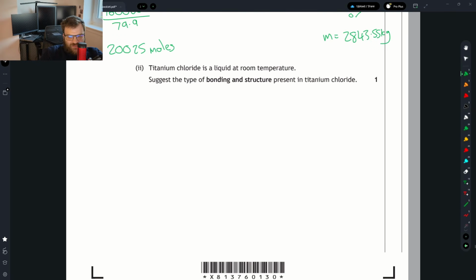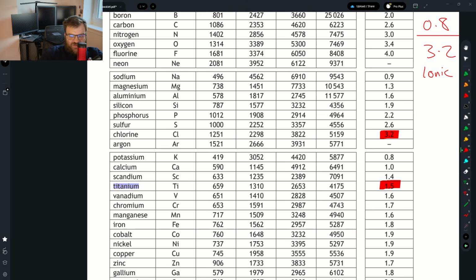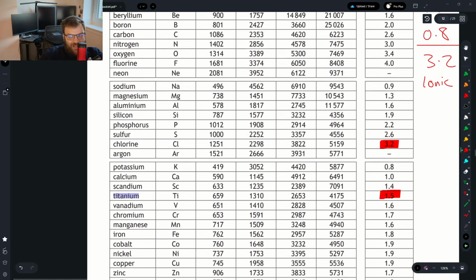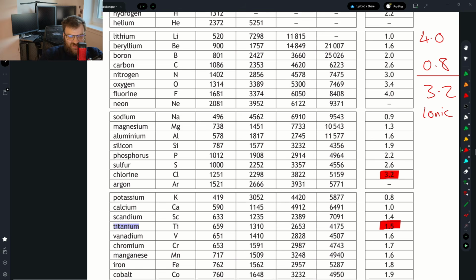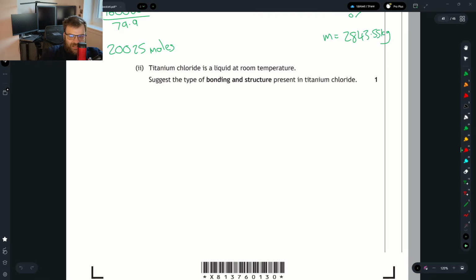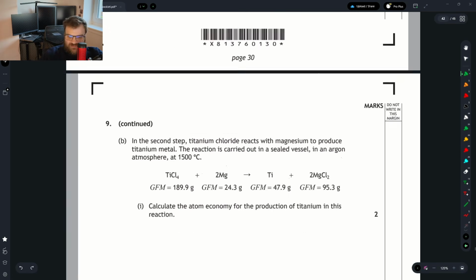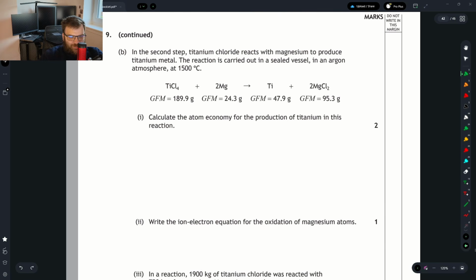Next one, we have liquid at room temperature. We're looking at titanium chloride. When we look at the electronegativities, there is a difference. As I said earlier, it's not the biggest difference, it's like halfway between 0 and the biggest difference. So it's likely to be covalent. It's a liquid at room temperature. That suggests that it's going to be a covalent molecular substance. The networks and ionic have high melting points and boiling points, so it would be more likely to be a solid at room temperature for those ones. Covalent molecular for that one. Atom economy we get from the data booklet.